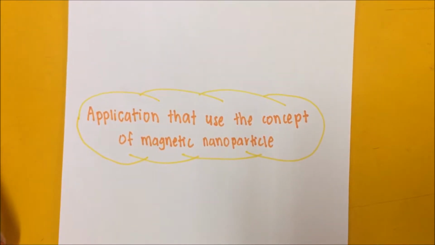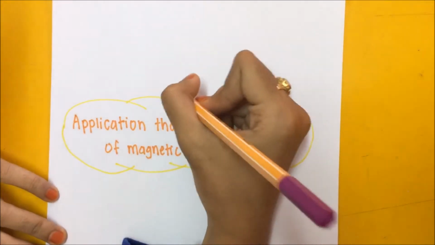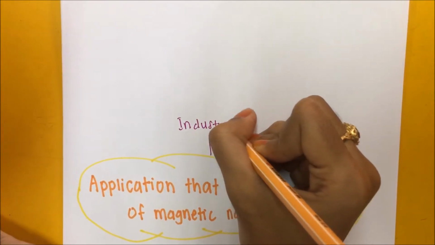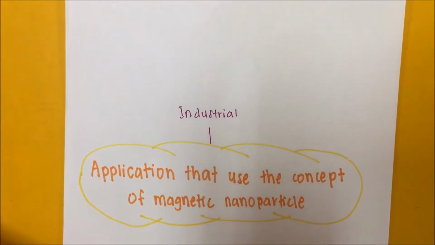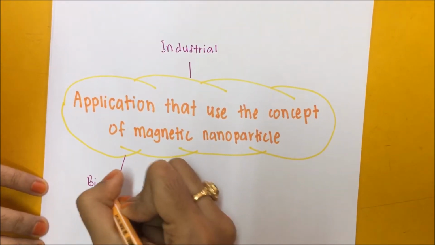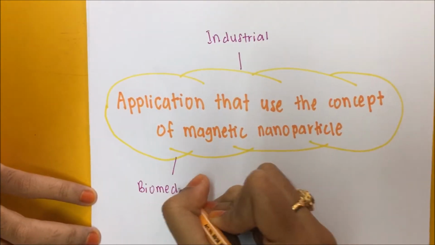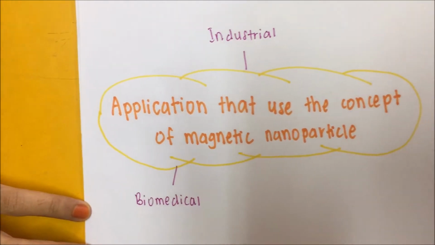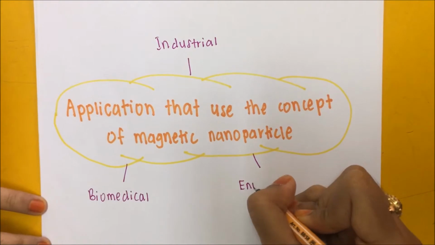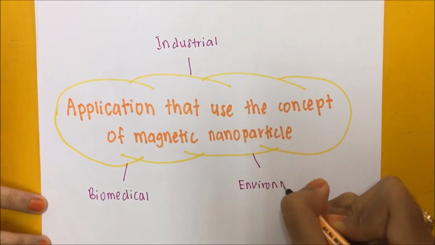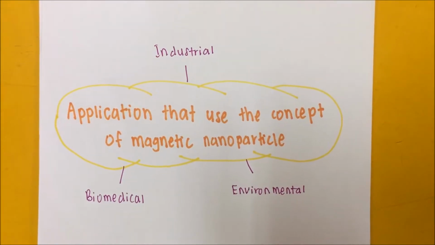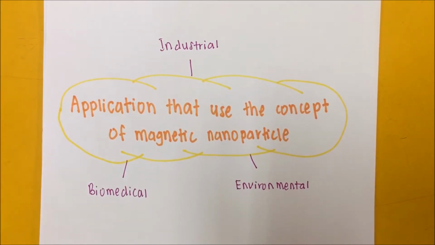There are several applications that use the concept of magnetic nanoparticles. First, industrial application. Magnetic nanoparticles are commonly used as synthetic pigment in paint and ceramic. Second is biomedical application. It is used in in vitro and in vivo applications. And third, environmental application. It is involved in removal of organic and inorganic pollutants. Now, let's watch the video for application of magnetic nanoparticles.